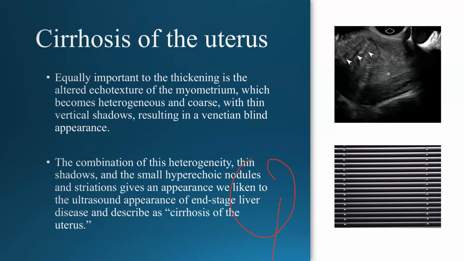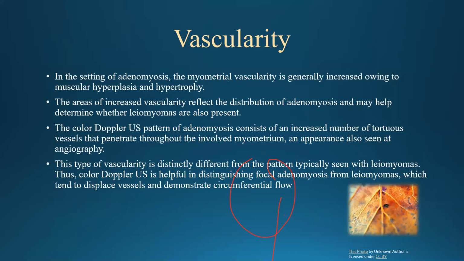The third important criterion was the vascularity. You need to comment about the vascularity when you put the color Doppler mode. In the setting of adenomyosis, you're going to find increased myometrial vascularity, and this increase is owing to the muscular hyperplasia and hypertrophy. We all know that when there is a muscle, the muscle has blood supply. So when there is an increase in the muscle mass, number, and volume, there would be an increase in the blood supply. This is helpful in clinical practice because we can put the color Doppler and comment on the vascularity. There would be increased areas of vascularity that reflect the distribution of the adenomyosis.